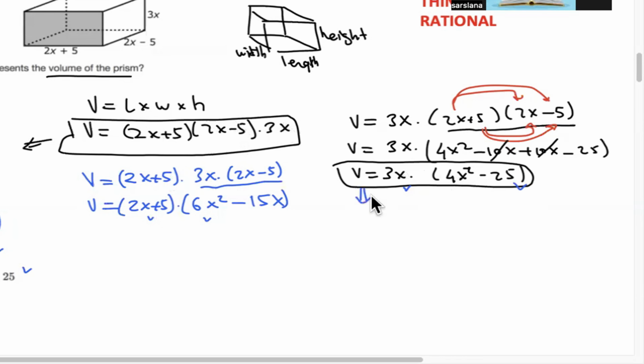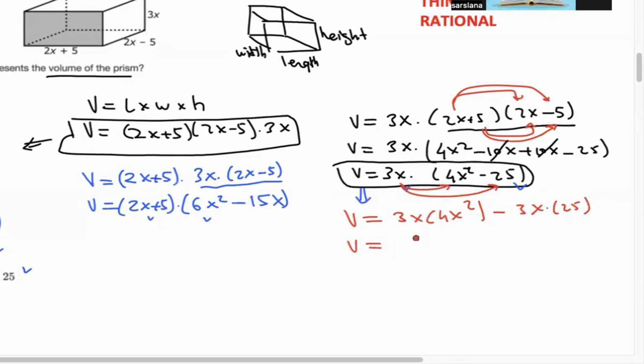I want to proceed from this, or no problem. If you proceed from this, you will get the same answer. So volume again, 3x times 4x squared minus 25, which means that when I distribute 3x over 4x squared and 3x over negative 25, then I will see the answer, okay? 3x times 4x squared plus 3x times negative 25. Since I put here negative, no need to put negative one more time, okay?